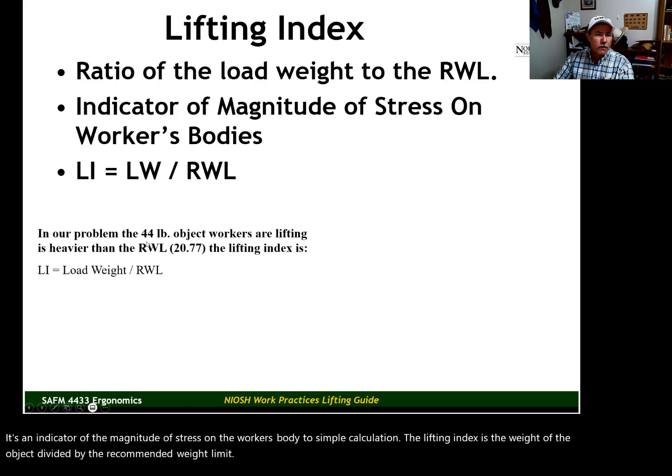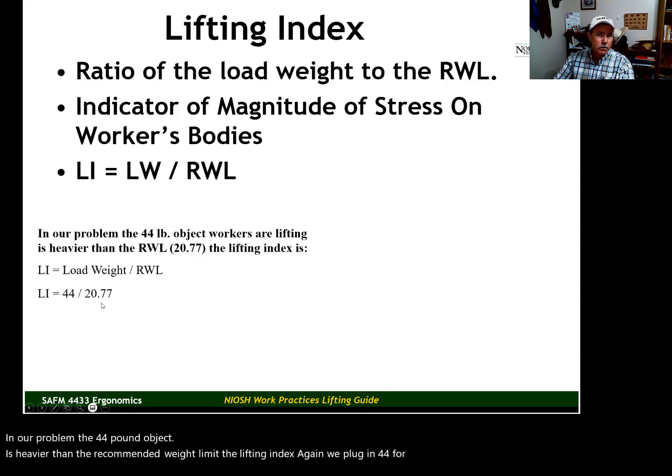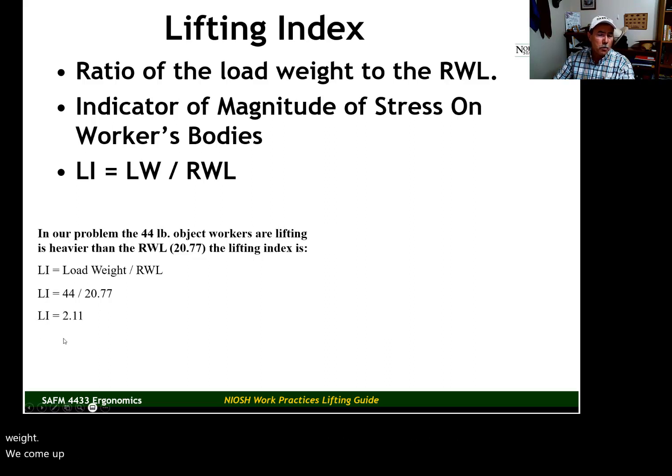In our problem, the 44-pound object is heavier than the recommended weight limit. The lifting index, again, we plug in 44 for the object, 20.77 for the recommended weight. We come up with a lifting index of 2.11. But what does that mean?